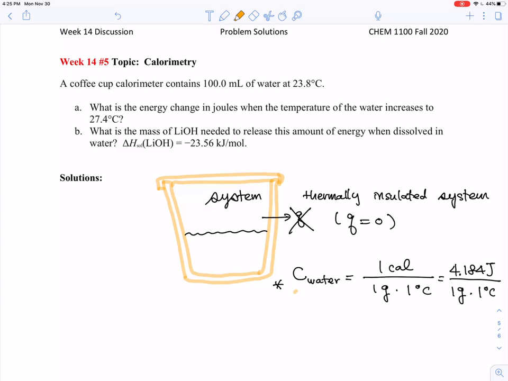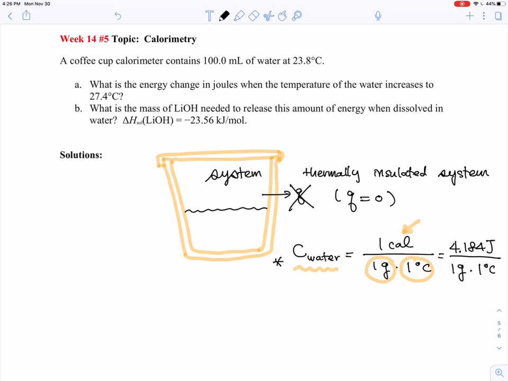How much heat do you need for a system of a certain mass to change by a certain degree C? This is the heat that you need to raise the temperature of the water, and that's 1 calorie, which is the intrinsic property of the material. Water happens to be 1 calorie. So let's read the problem part A. What is the energy change in joules when the temperature of the water is increased to 27.4 degrees C?